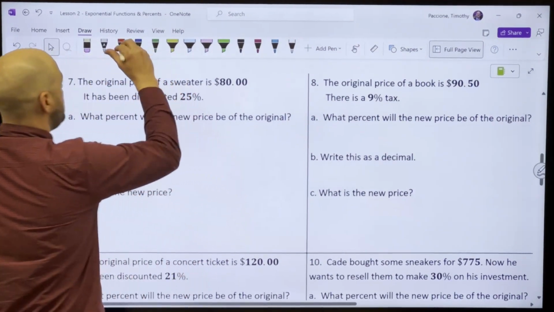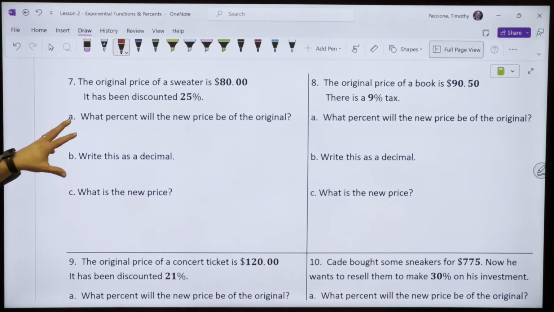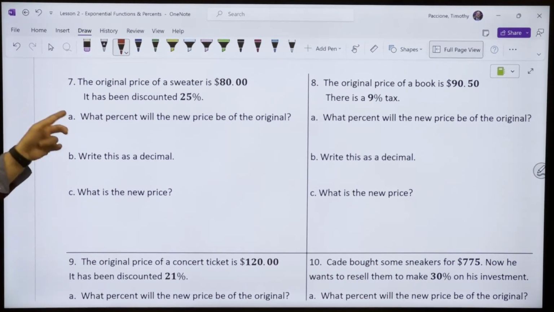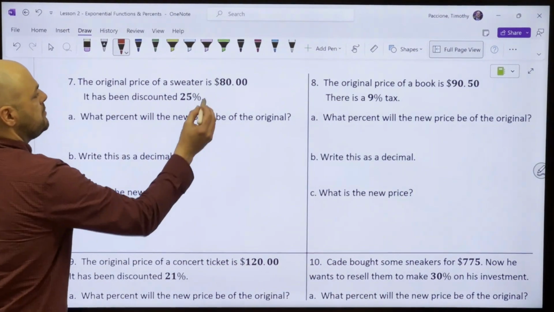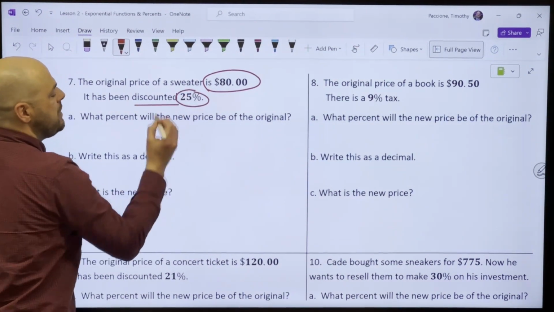I'll go through the first one with you, and then I'll ask you to do the other 3 on your own. All right, so here's an example of your thought process. This one will take you through in steps. Eventually, I hope that you do all this on your own. Okay, so you got a sweater. It's $80. It's been discounted 25%.